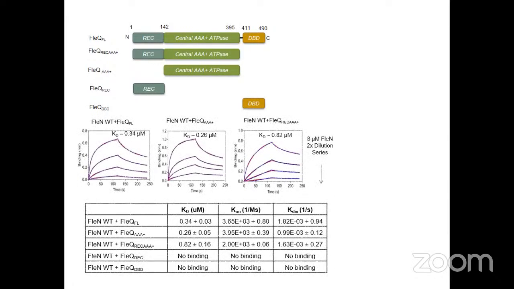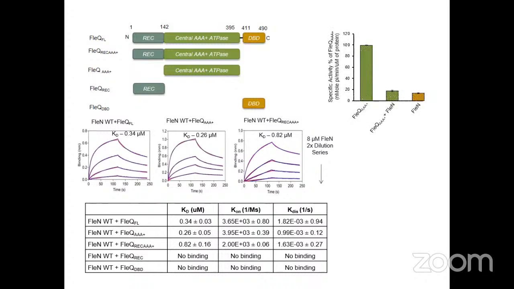And we found that any construct which does not have the central domain is not capable of binding to FLEN. So the REC domain alone and the DBD, that is the DNA binding domain, cannot show any binding. Any construct with the central domain plus ATPase domain showed capable binding with FLEQ. So we concluded that the central domain is necessary and sufficient for interaction with FLEN, because on its own it was also showing equally good binding compared to the wild type protein.